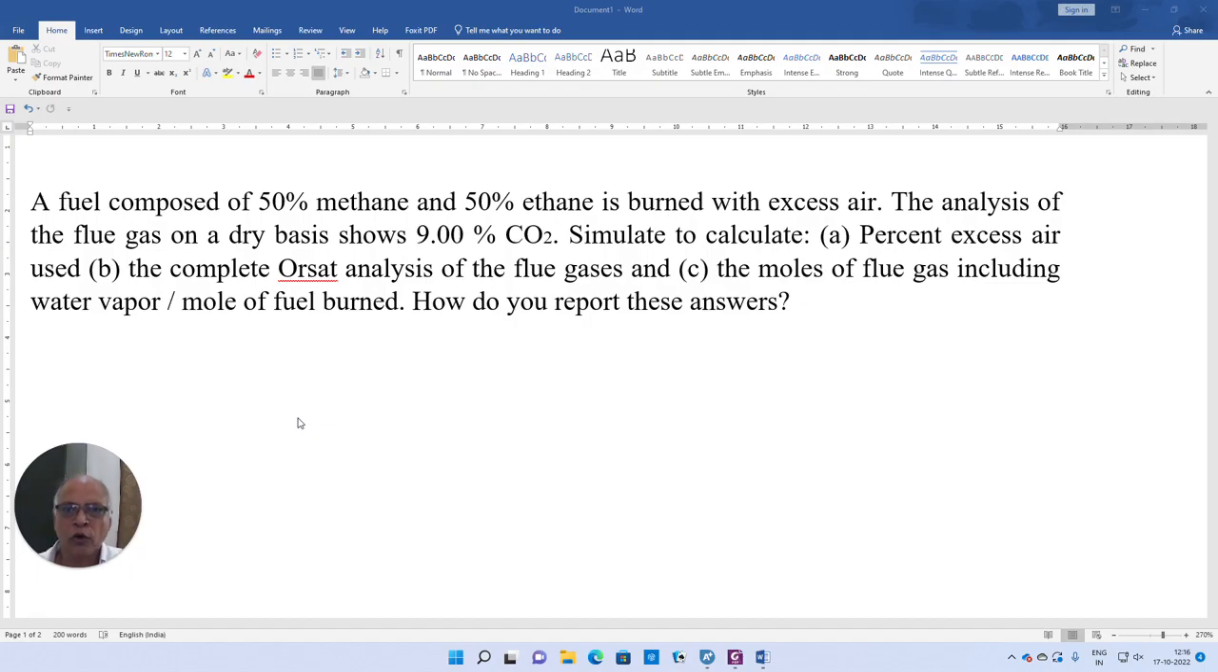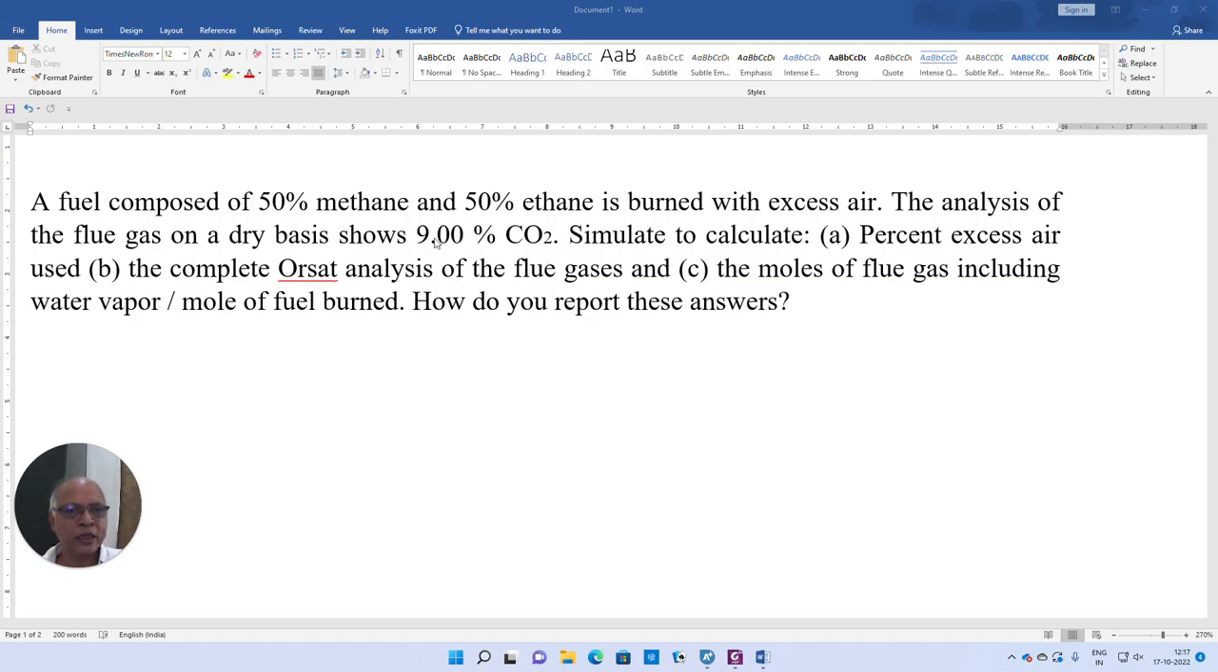In this session, once again, I would like to demonstrate a combustion problem, and probably we will be addressing another new issue of communicating our results of simulation which are not part of the report generation used in Aspen. So we have a fuel composed of methane and ethane, equimolar composition, burned with excess air, and we wanted to obtain a flue gas on a dry basis with 9% CO2.